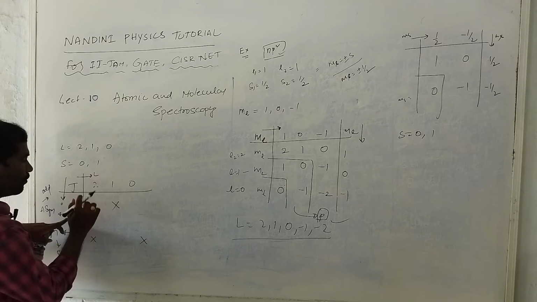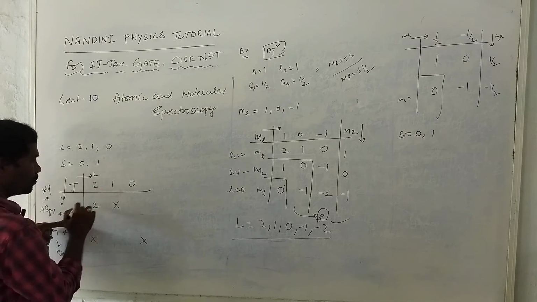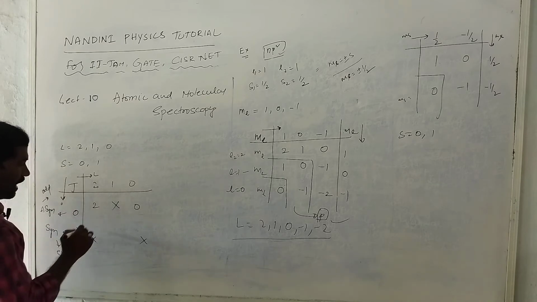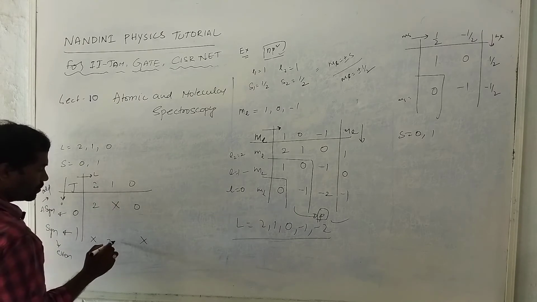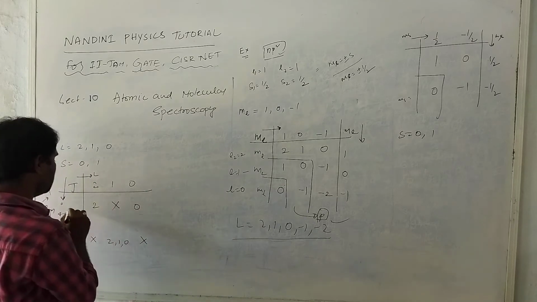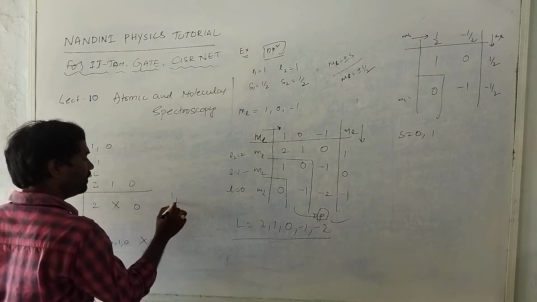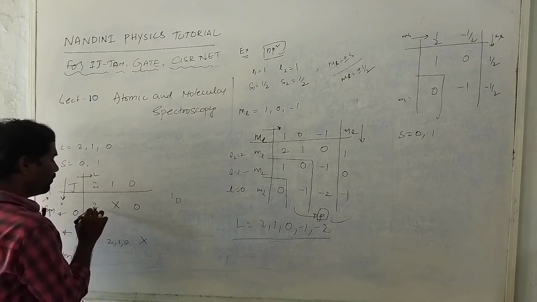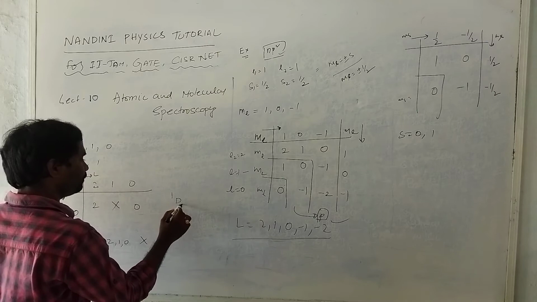So right now 0 plus 2 is only 2, no need to write the addition here. So 0 plus 0 is 0, okay, and 1 plus 1 is nothing but 2, and 1 minus 1 is 0, 1 minus 1 is 0. So that is nothing but 2 comma 1 comma 0. So the total spectral terms are, see, multiplicity here 1, this represents the D state, and what is the total angular momentum J? That is nothing but 2, okay, so 2.